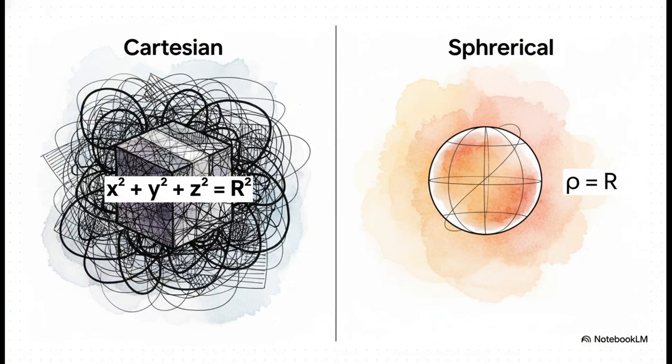Cartesian coordinates, x, y, z, they're fantastic for things like boxes, cubes, straight lines. But the second you deal with something round, a sphere, a cone, a planet, it just becomes a nightmare. A sphere in Cartesian is x squared plus y squared plus z squared equals r squared. In spherical, it's just rho equals r. That's it. So simple. This is the elegance we're about to tap into.